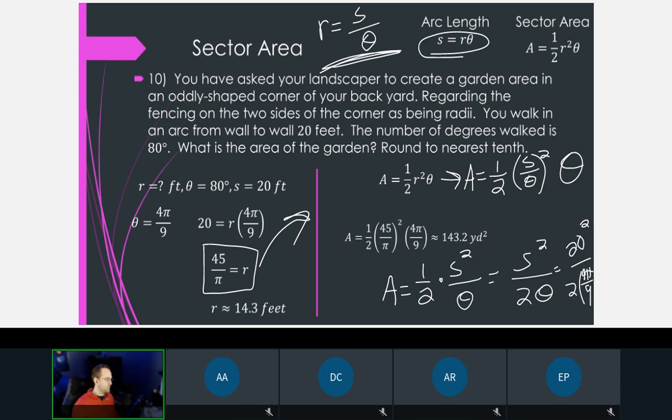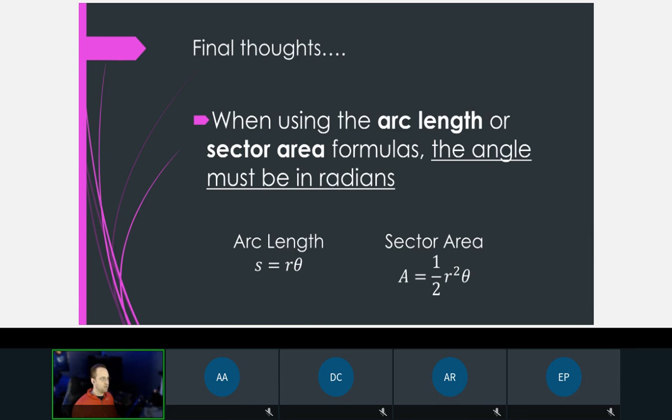All right. So, that's all I really got. My final thoughts here is, make sure when using these formulas that your angles are in radians. That is huge. Other than that, guys, thanks for coming, and I hope you learned something.